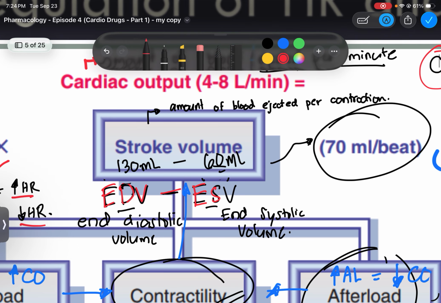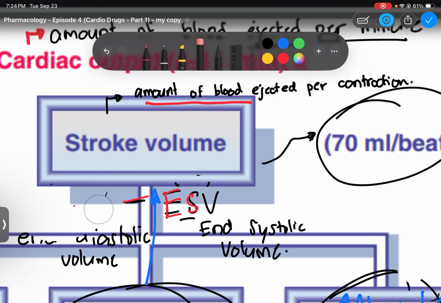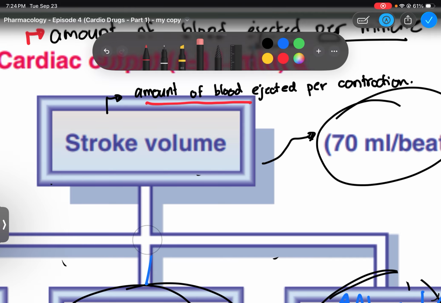However, class, let's talk about stroke volume. Okay? Now, stroke volume is the amount of blood ejected per contraction. So it is the amount, the milliliters of blood, that is ejected every time the heart contracts. Okay? Now, this is also a formula, class. And the formula for this one is EDV minus ESV is equals to stroke volume.